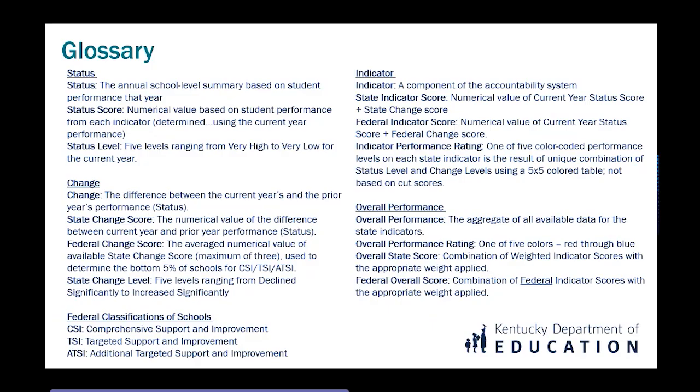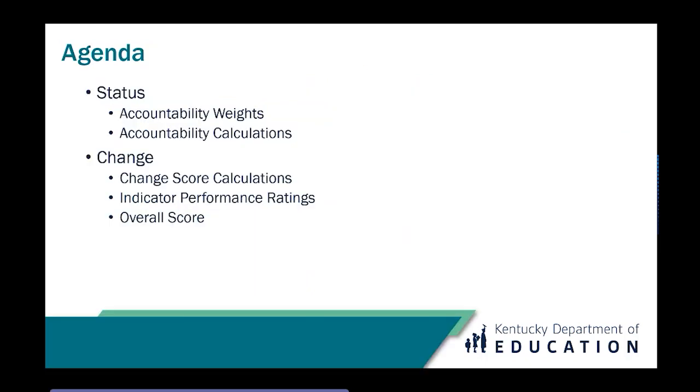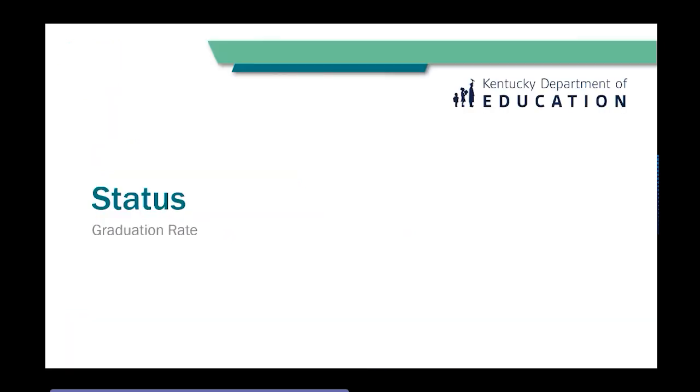The Office of Assessment and Accountability developed this glossary of terms to assist educators when referencing and discussing the accountability system. In this training, you will receive an overview of the status component of the graduation rate indicator, including accountability weights and calculations. Then we will discuss information about the change component, including change score calculations, indicator performance ratings, and overall score. First, we will discuss status.